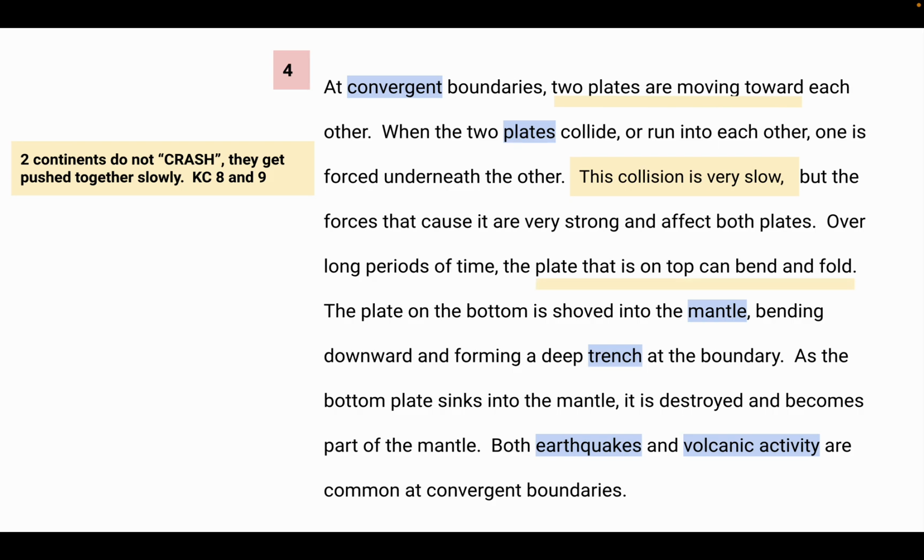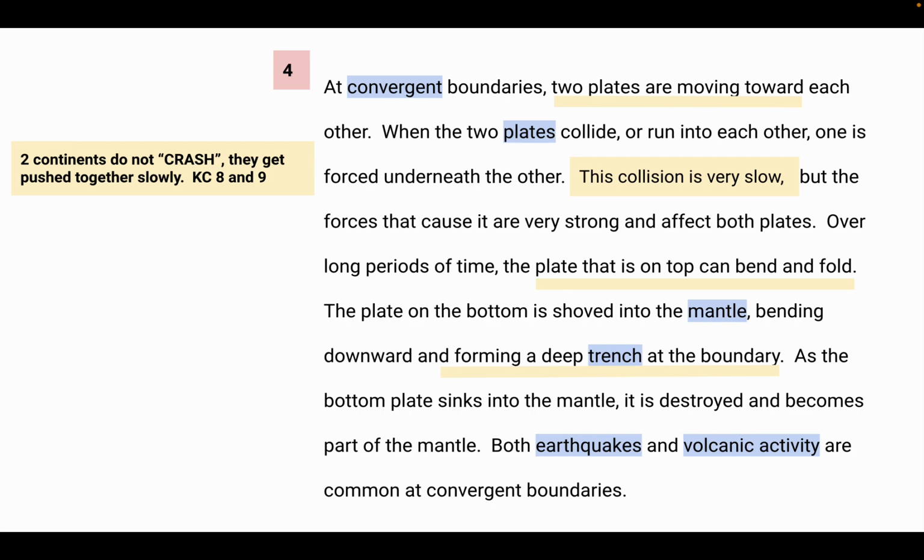Okay, and then I highlighted where it said the collision was very slow because it happens over a long period of time. It says the plate that is on top can bend and fold, and that it forms a deep trench at the boundary because that one plate goes underneath the other one. The plate that is on top kind of gets stuck on the plate that's moving below it, and because they continue to move forward, there's no place for that plate to go. It just kind of crumples up.